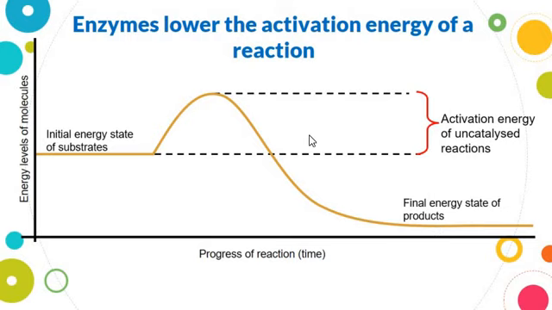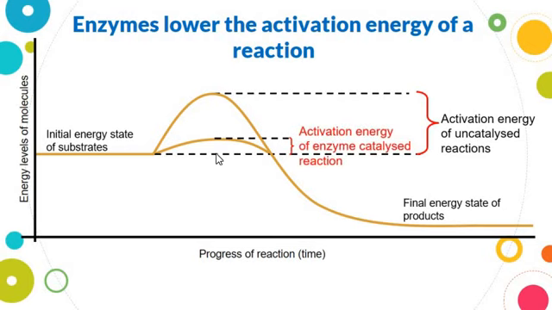So when we don't have an enzyme present, the activation energy of an uncatalyzed reaction is going to be a lot higher. In other words, you have to put in more energy to get it going. This is different when we have an enzyme present. So the activation energy is significantly lowered, so much less energy needs to be expended in order to make the reaction occur.